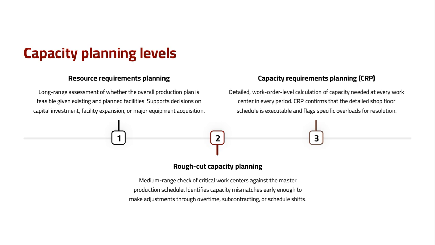Next, rough cut capacity planning takes a medium-range perspective by checking critical work centers against the master production schedule. This step is important for spotting capacity mismatches early enough to adjust through options like overtime or subcontracting. Finally, capacity requirements planning, or CRP, dives into the details with work order level calculations for each work center in every period. This detailed analysis ensures the shop floor schedule can actually be executed and helps flag specific overloads so they can be resolved before they become a problem.